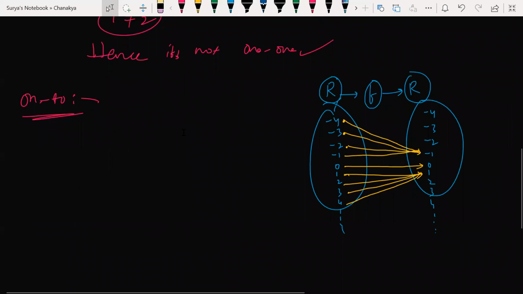Now look at this. Now identify. Anything you take, beta. Whatever element you want, you take that. Let me take any element. Take -4, or -3, anything you take. Let's take -3, which belongs to R.